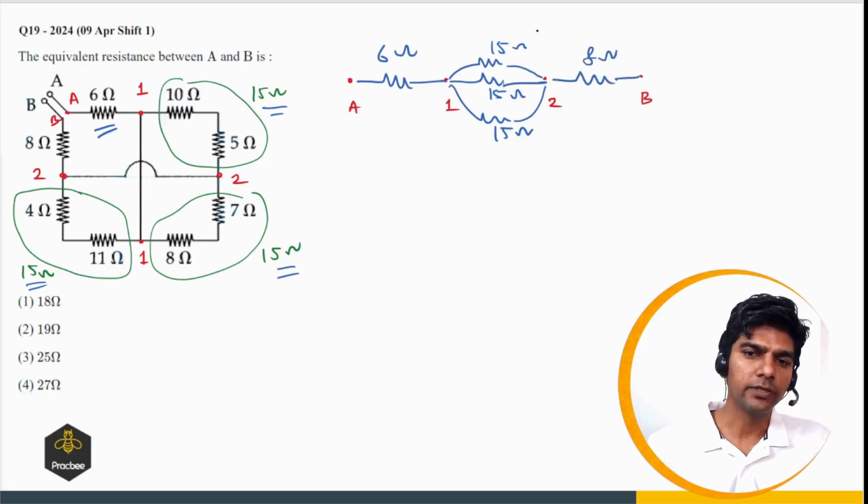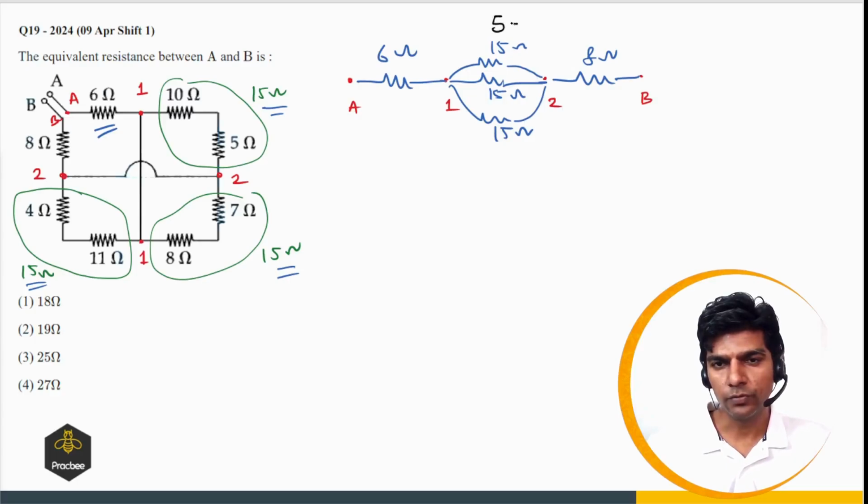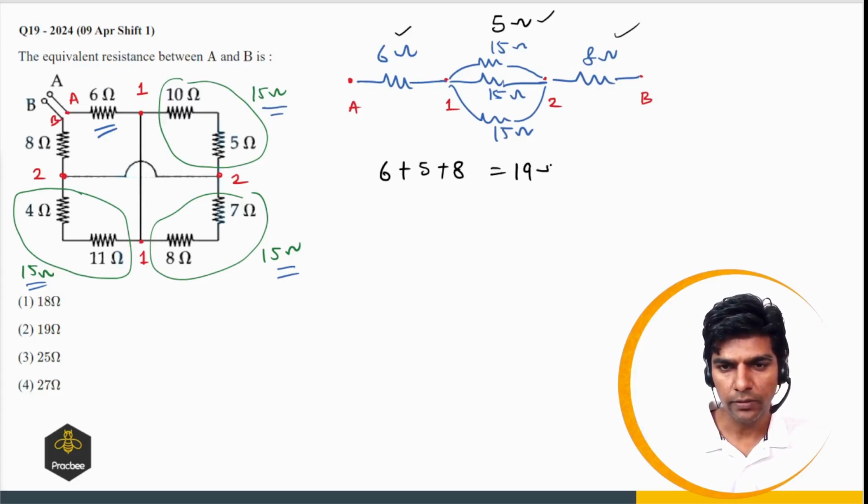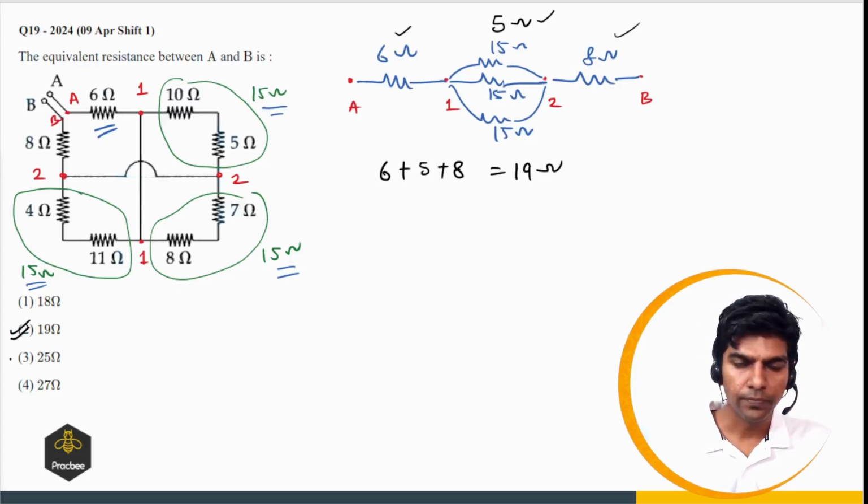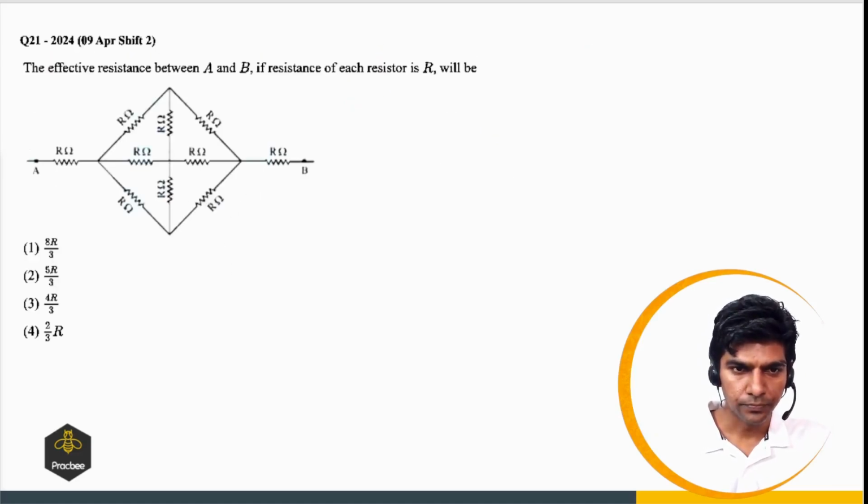Now let us simplify this. So these 15s are in parallel, so this will become 5 ohms. Now this 5 ohms, 6 ohms, and 8 ohms are in series. So 6 plus 5 plus 8, that comes out to be 19 ohms. So option 2 is the right answer. Right, so let us see the next illustration.